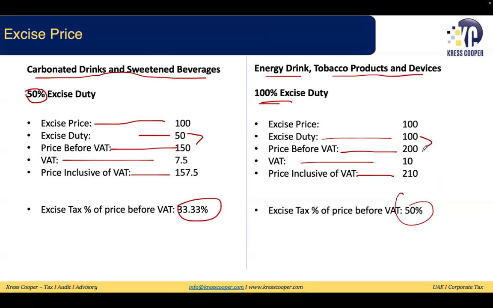So this is how we can calculate the excise tax. The important thing to keep in mind is that VAT is implemented on a price inclusive of excise duty.